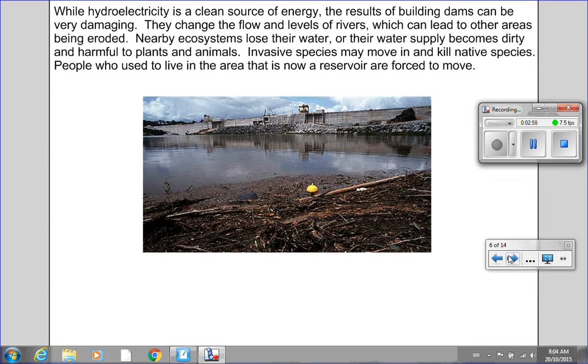While hydroelectricity is a clean source of energy, the results of building dams can be very damaging. They change the flow and levels of rivers, which can lead to other areas being eroded. Nearby ecosystems lose their water, or their water supply becomes dirty and harmful to plants and animals. Invasive species may move in and kill native species. People who used to live in the area that is now a reservoir are forced to move. And you can see some of the negative effects of dams and hydroelectricity in this image here.